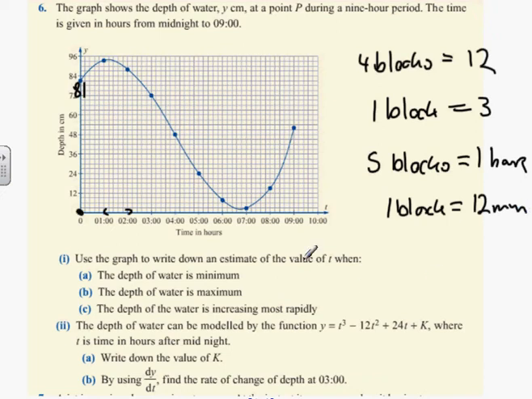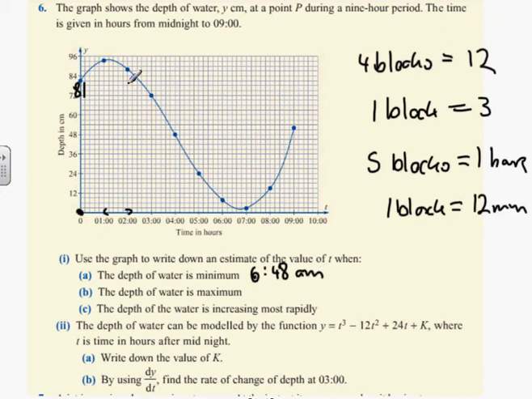Okay. So the depth of water is a minimum. It's around 12 minutes underneath 7 o'clock. So what would you say? About 6:48 a.m. Is that right?